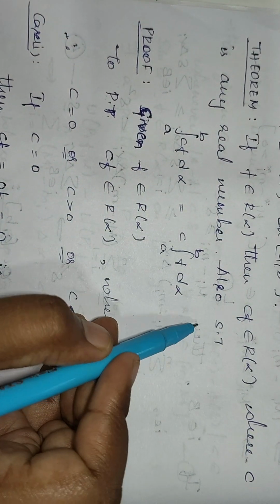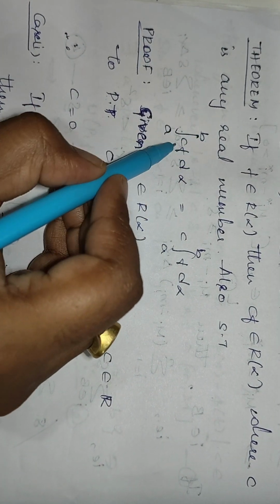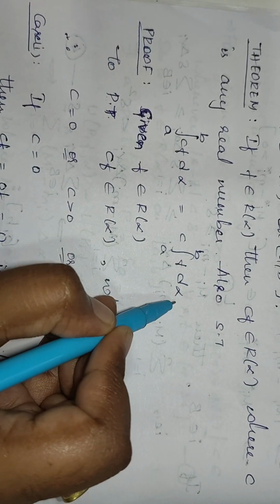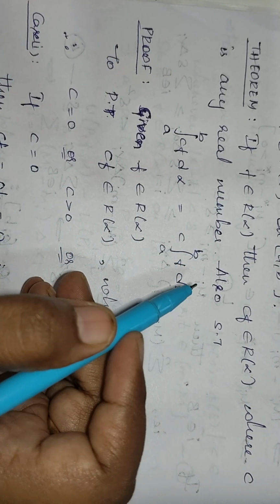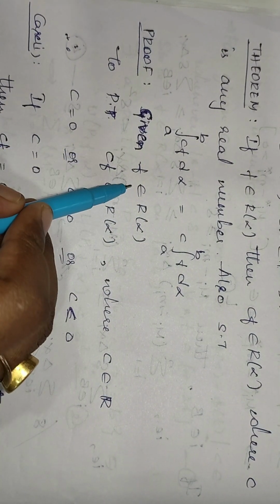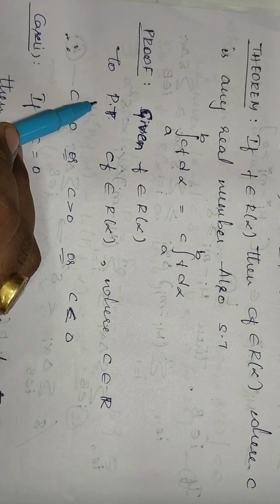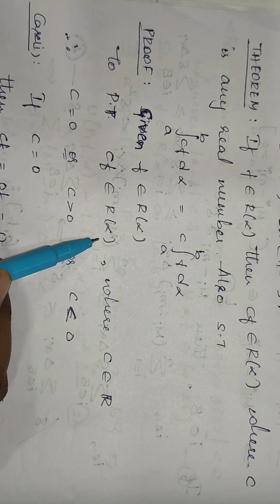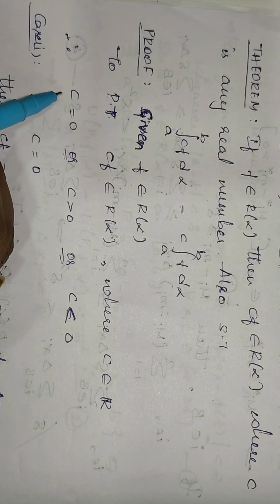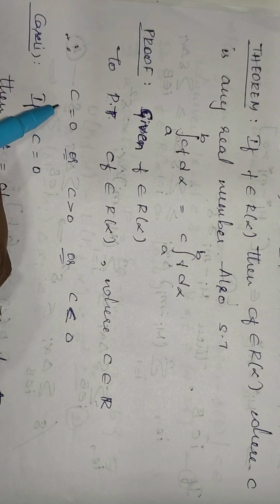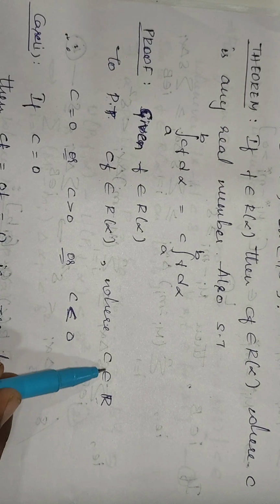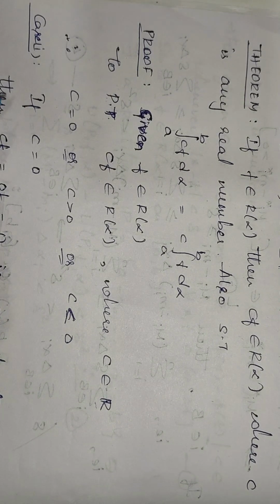And in the second part, I need to prove integral a to b Cf d alpha is equal to C into integral a to b f d alpha. Okay, now let's get into the proof. Given f belongs to R of alpha, to prove that Cf belongs to R of alpha, where C is any real number. So there exist three cases: C equal to 0, C greater than 0 and C less than 0, if C is a real number.